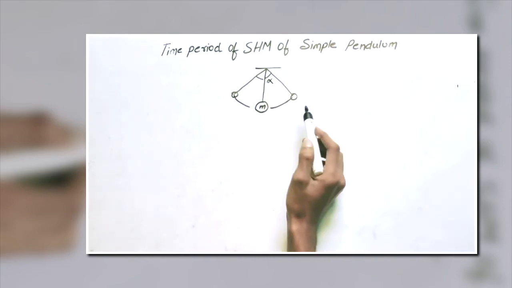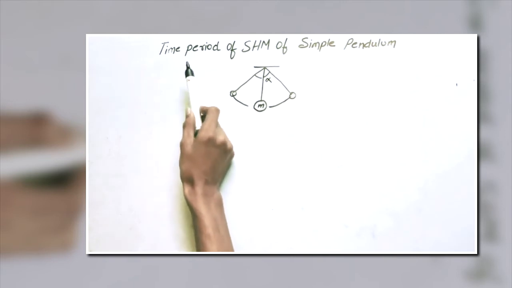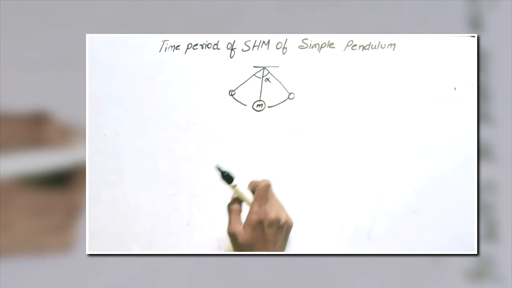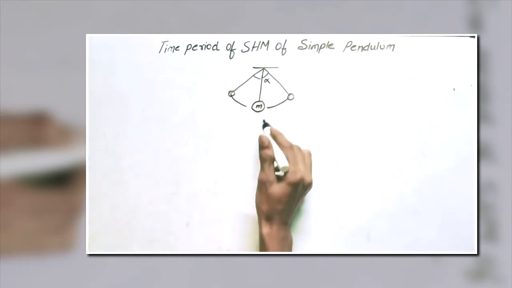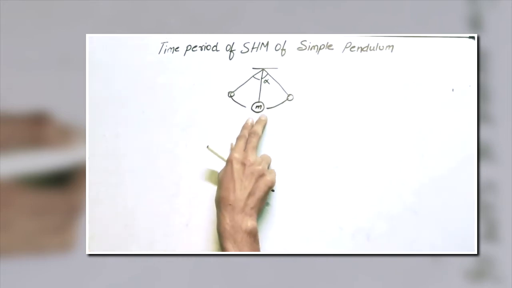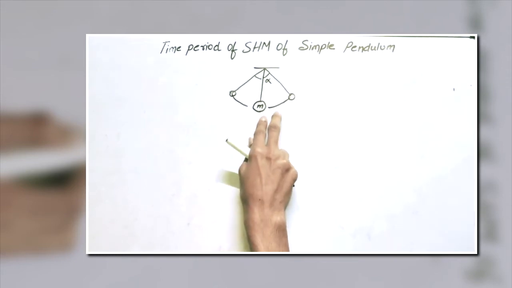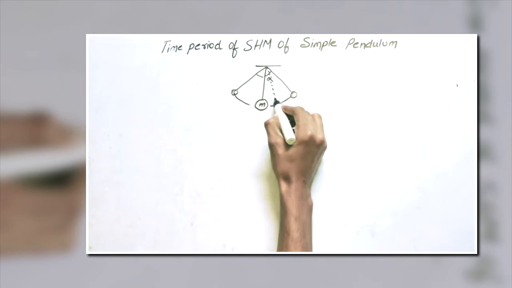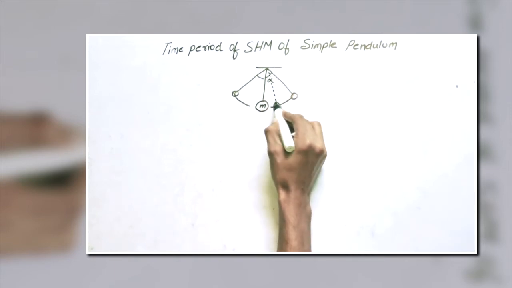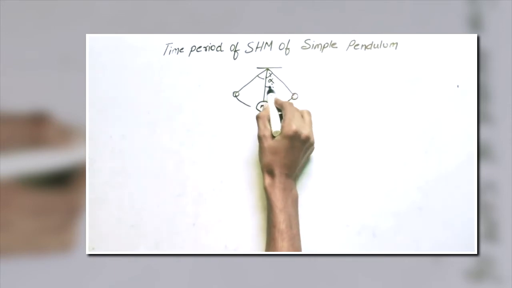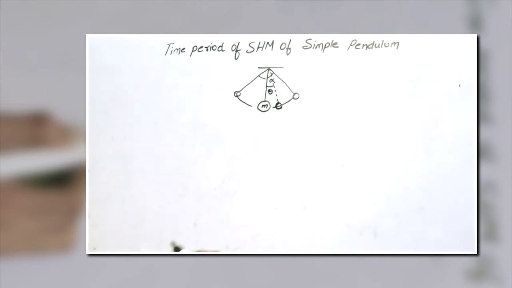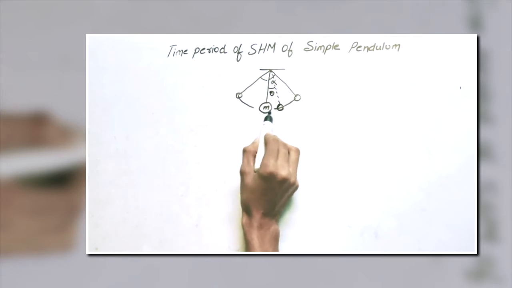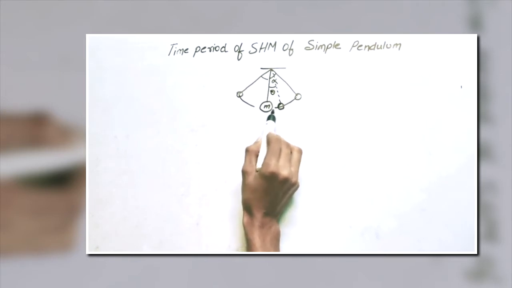So in this scenario of finding the time period, we have to take a very small displacement. What we have to do is just hold this bob and displace it a little bit, like I'm drawing here. We have to bring it to a very small displacement, let it be theta, so that when we release it, it will undergo oscillations with a very small amplitude.